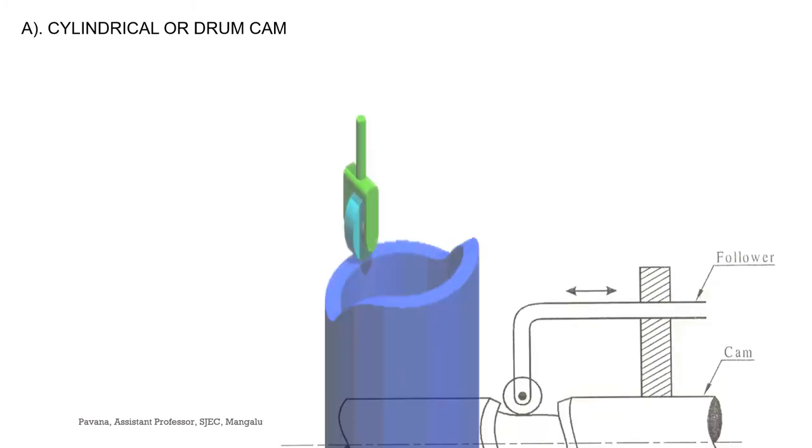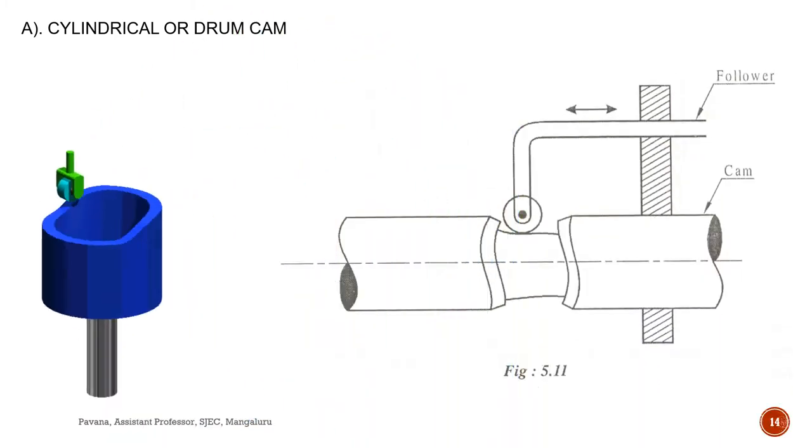Next one, cylindrical or drum cam. This type of cam is formed, you can see the diagram here. There will be a groove cut in the cylinder with a varying location along the axis. So along the shaft there will be different grooves cut, and follower will be made to move on this cylinder, and based on that movement takes place.